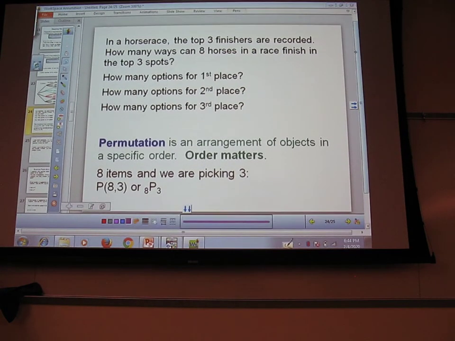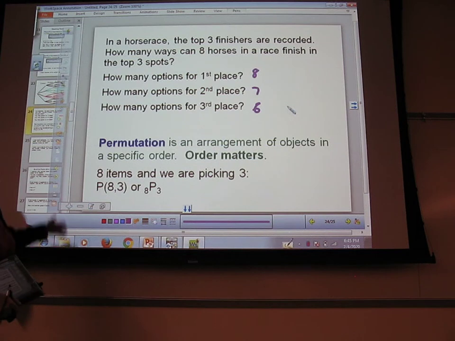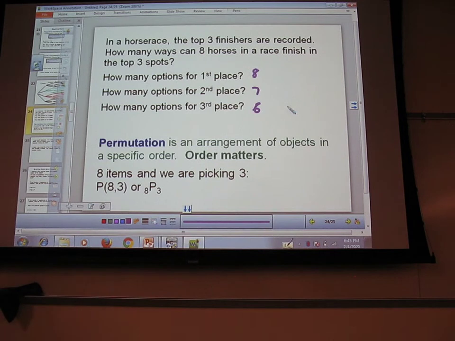Horse race. Who's ever heard of a horse race? Okay, so say there's 8 horses in a race. Can any of them win? Right, makes sense? Any of them can win. So how many options are there for first place? 8. Any of them could win. After one comes in, how many options are there for second place? 7. And how many options are there for third? 6. Perfect. So if we only care about the first 3 spots, then we're picking 3 spots.